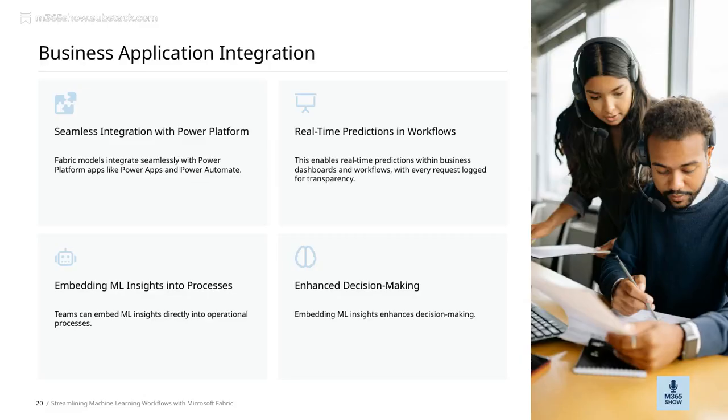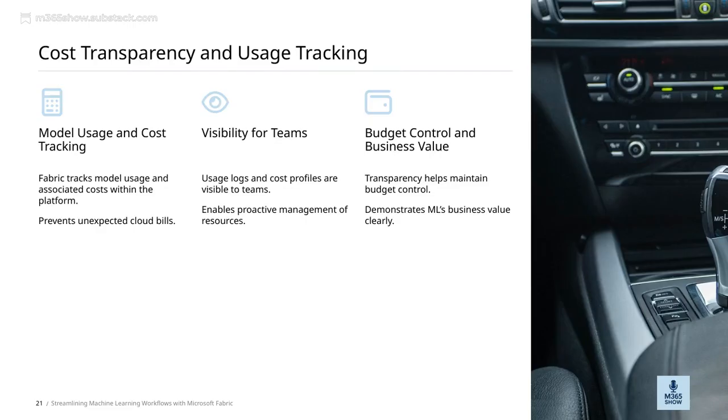For example, you can see predictions and insights right within business dashboards or workflows, and every request or prediction is logged for transparency and accountability. And the best part is that Fabryx models work seamlessly with Power Platform apps like Power Apps and Power Automate. This tight integration makes it easy to build intelligent, automated solutions without needing complex coding. Overall, this approach helps us embed intelligence directly into our business processes, supporting smarter decisions and more agile operations across the board.